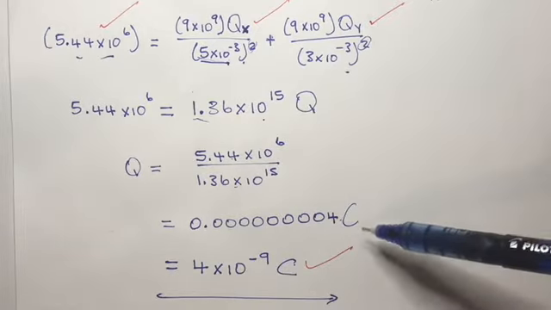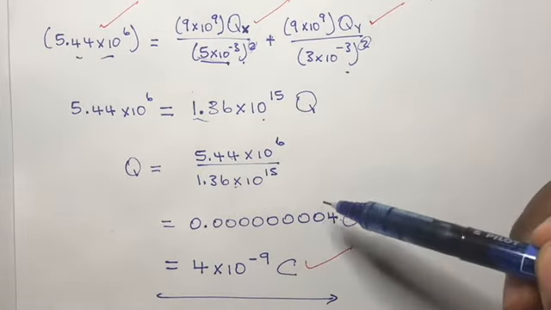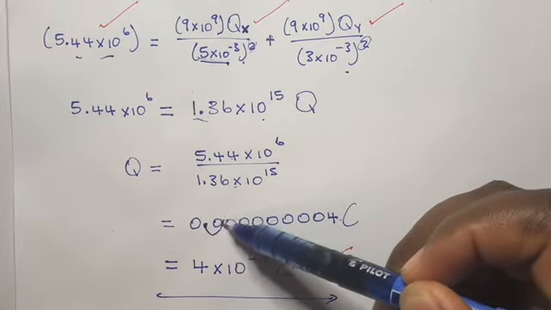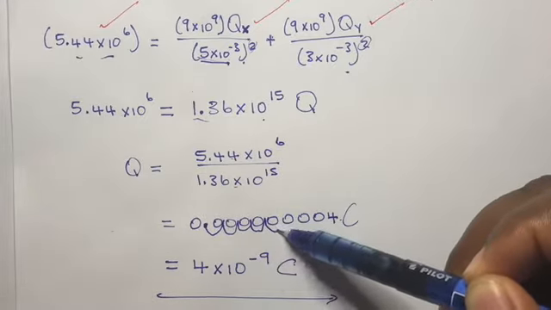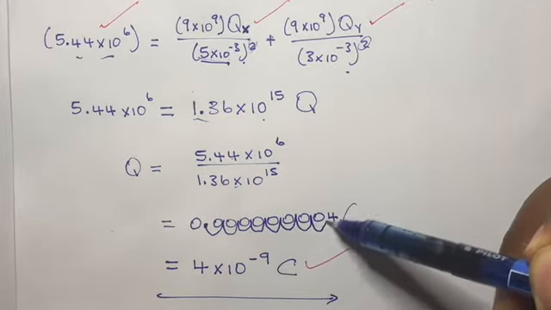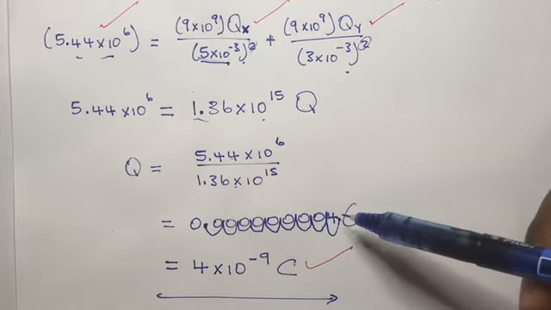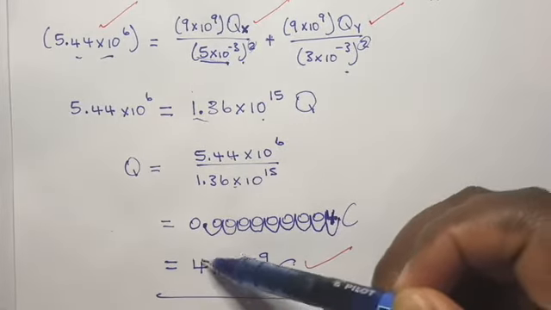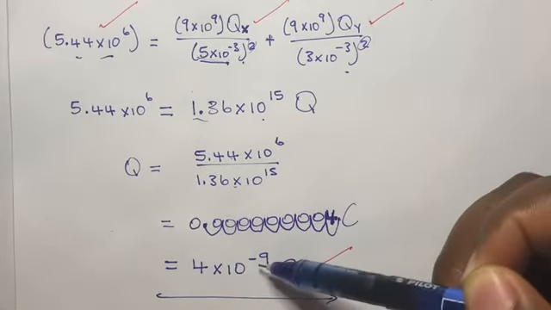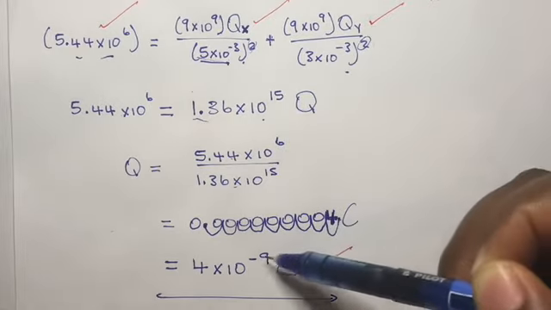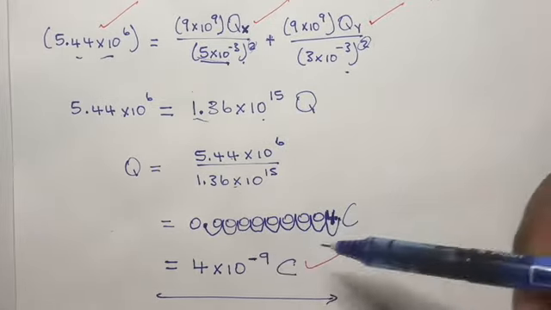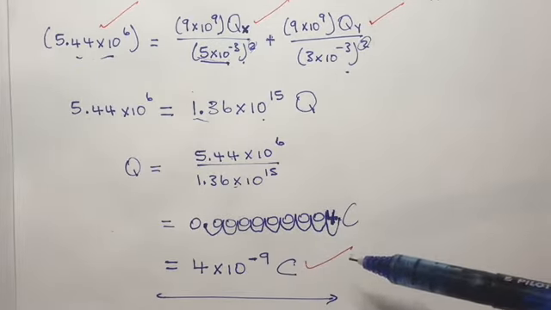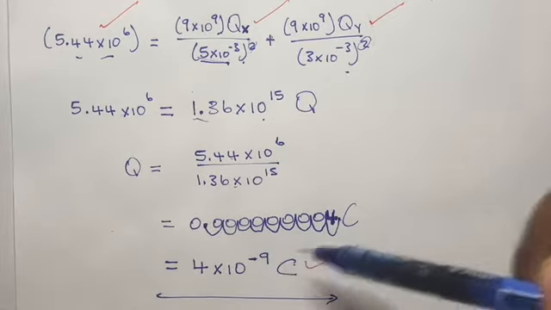It's not in scientific form. So normally what I would do is count from the comma there and say I've got 1, 2, 3, 4, 5, 6, 7, 8, 9. So I just stop at that number, which is 4. By 10 to the power, I counted 9 times. So that's why you have minus 9 coulomb. So that's how you get to your final answer, which is 4 by 10 to the power minus 9.